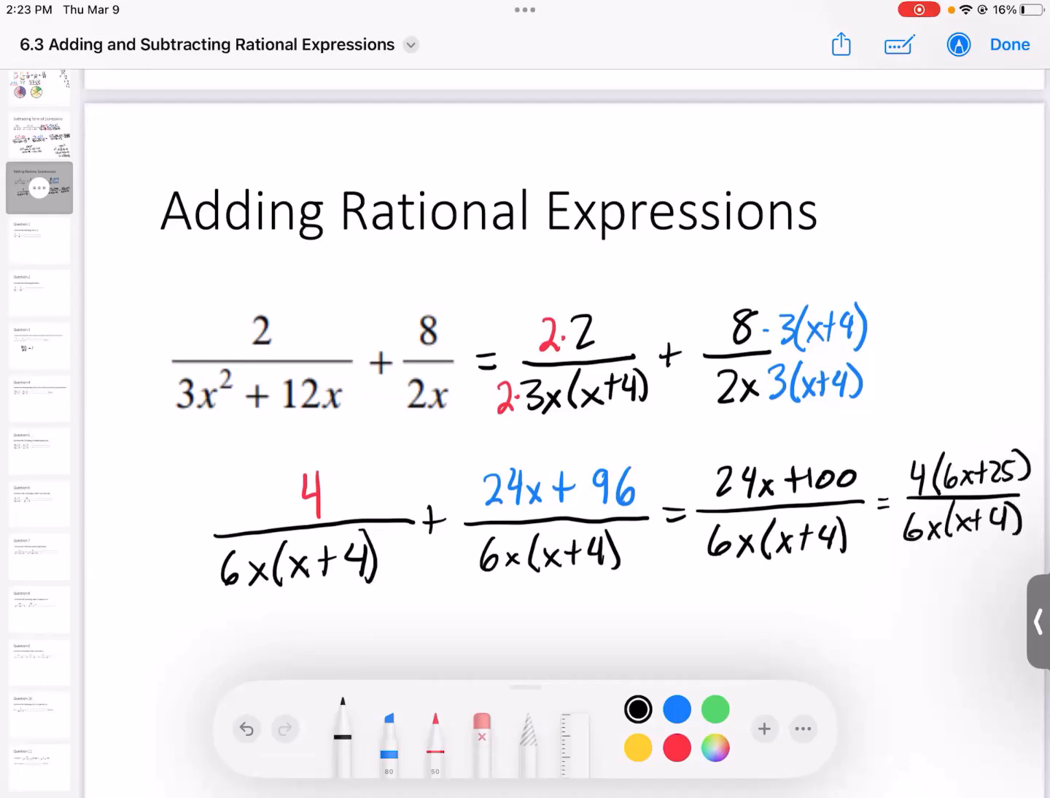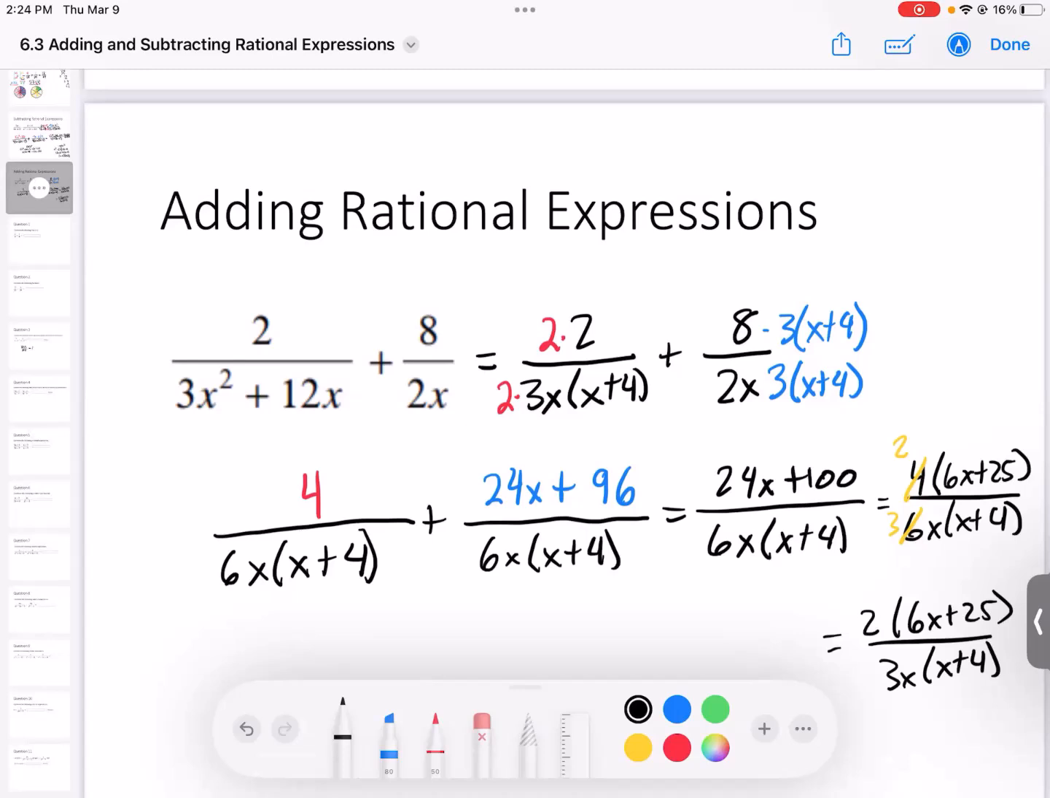And this is an example where your final answer can be reduced, because this is the answer to what happens when you add these two fractions together. But this can be reduced because 4 over 6 can be reduced to 2/3, because they can both be divided by 2. So if I divide both of those numbers by 2, that reduces to 2/3. And my reduced final answer is 2 times 6x plus 25 over 3x times x plus 4. And that's fully simplified, so that would be my final answer.